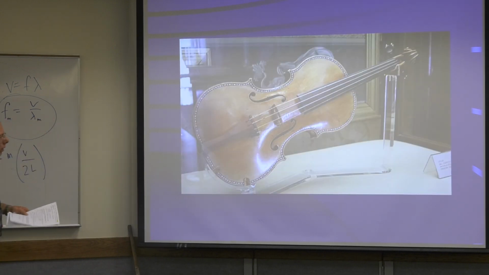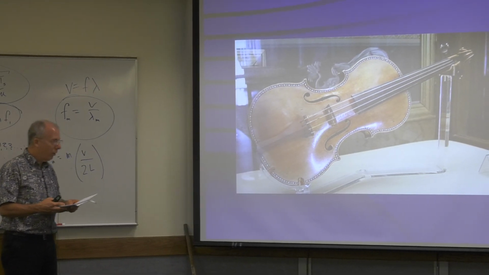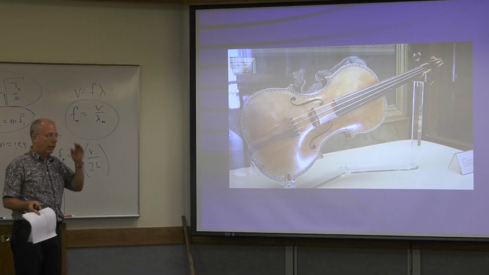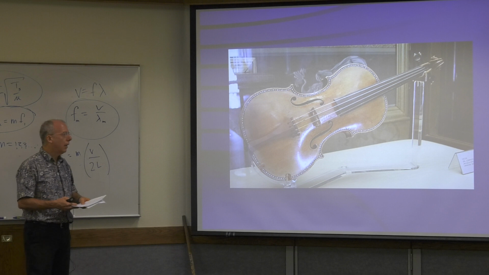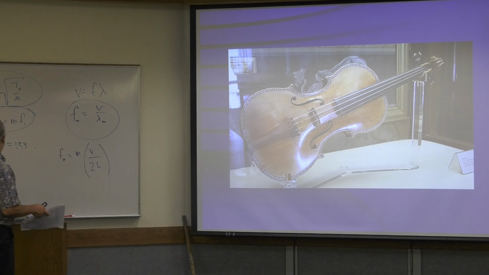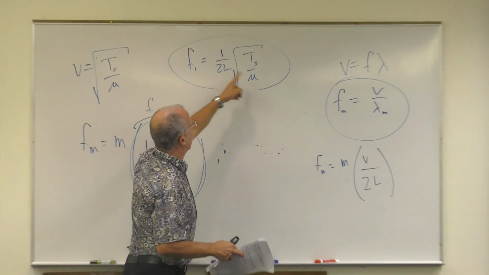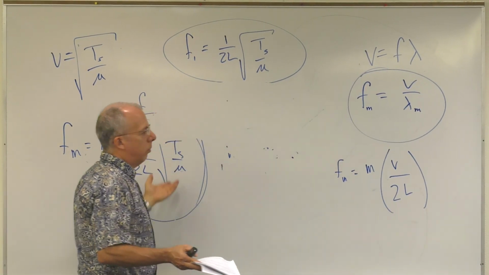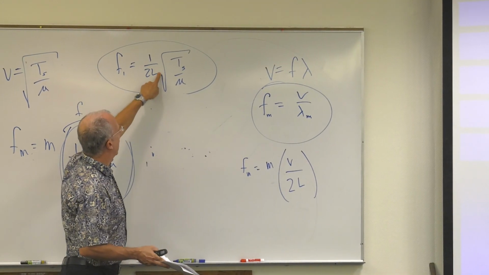Now, in the real world, here's a violin. Let's use what we've just learned. How does a violin produce different sounds? And of course, a sound is a frequency. So how does a violin produce different frequencies? Well, here's the equation. So what do they do? Well, let's see. There's an L here.